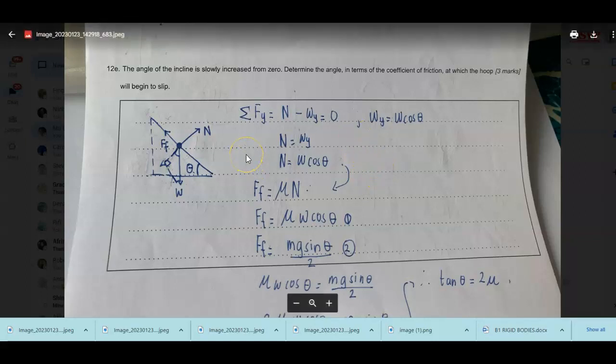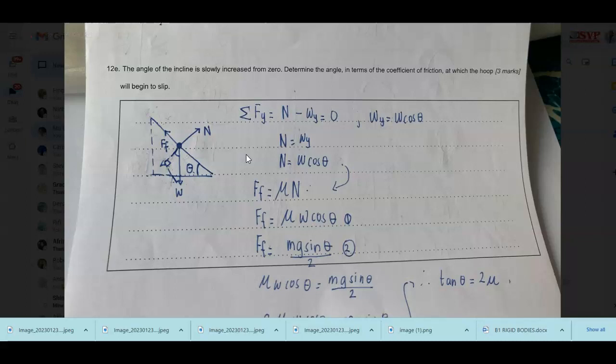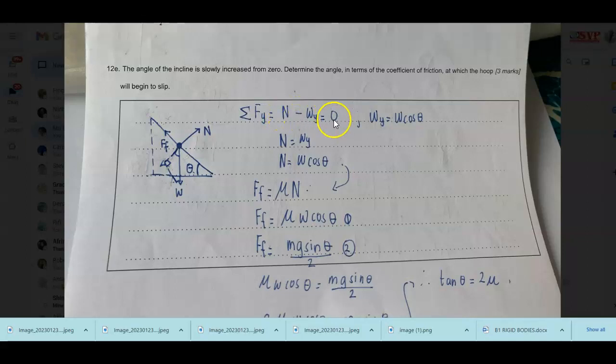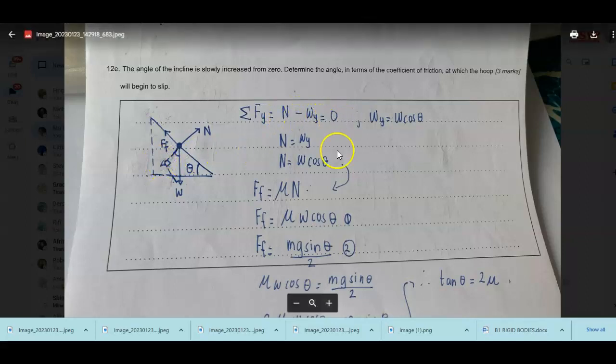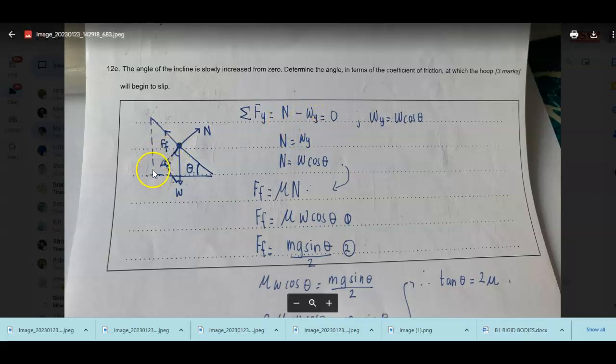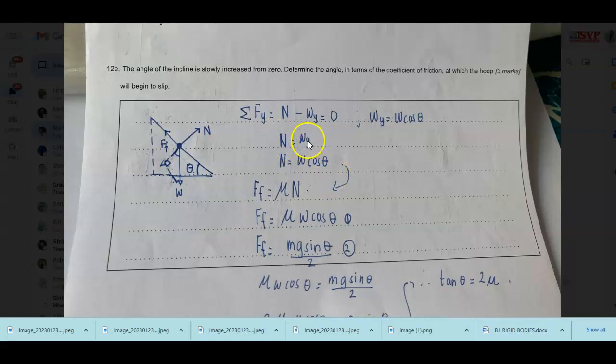we have to go back to our derivation for the forces that exist along the y-axis. If you remember, we know that n minus weight is equal to 0. In other words, both your normal force and your weight along the y-axis are equal. Thus, n is equal to wy. We know that the y component is equal to cosine theta.